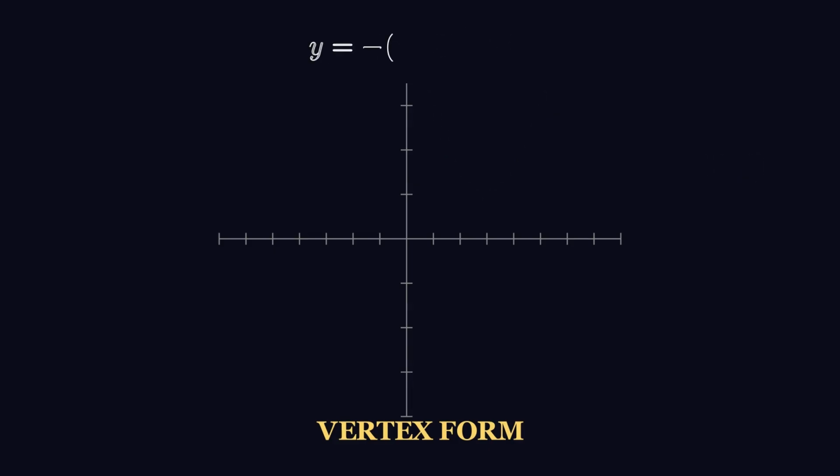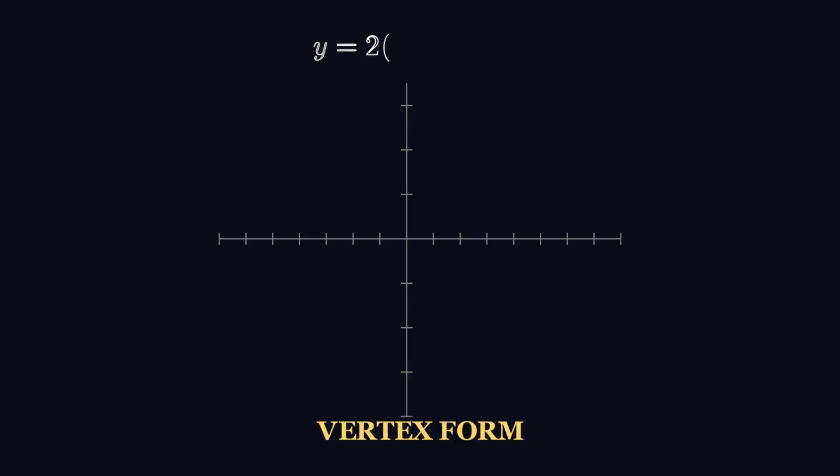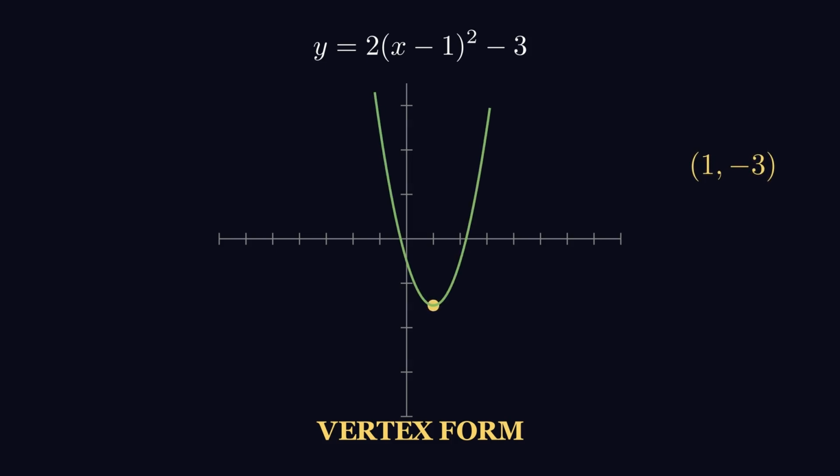y equals negative the quantity x plus 1 squared plus 4. Watch them signs. x plus 1 means h is negative 1. k is 4. Vertex, negative 1, 4. And that negative out front opens down. y equals 2 times the quantity x minus 1 squared, minus 3. Vertex, 1, negative 3. The 2 makes her skinny, opens up.